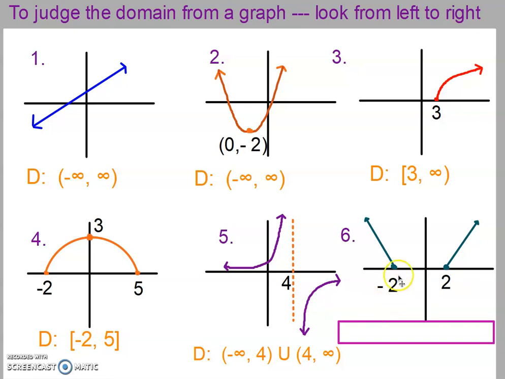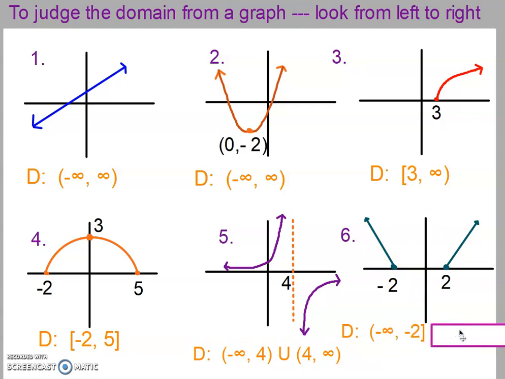Let's look at number 6. On number 6 you have a point at negative 2, and on the other end you have an arrow. That arrow is telling you you're going to the left forever and ever, and then it comes all the way up to this x value of negative 2. We again have 2 parts, so we're going to have 2 intervals to represent that. That first one is negative infinity to negative 2.